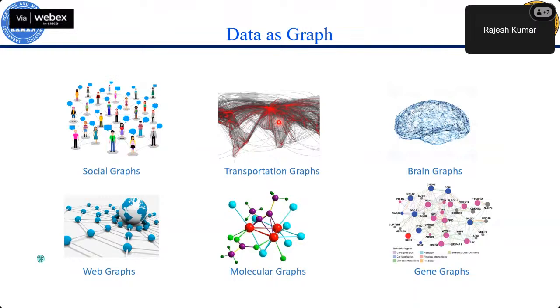We have a transportation graph, start point and the end point and the trajectory. We have brain graphs, so the neuron points and how they are interconnected. We have web graphs. If we are working in bioinformatics or biology, chemistry, then we have molecules, and molecules are connected with each other. In medicine, we have gene graphs. So you can see that what we are trying to do is visualize that data as a graph basically.